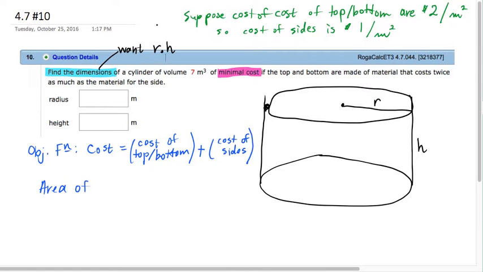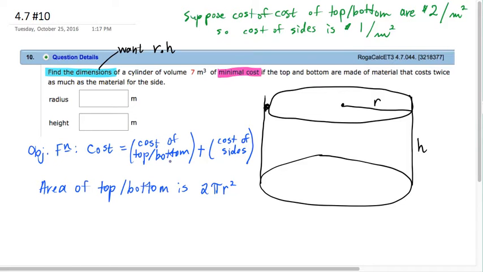Okay, so the cost of the top and the bottom. The top is pi r squared. Bottom is the same, pi r squared. So 2 pi r squared. So area of the top and bottom is 2 pi r squared. Pi r squared for the top plus pi r squared for the bottom.